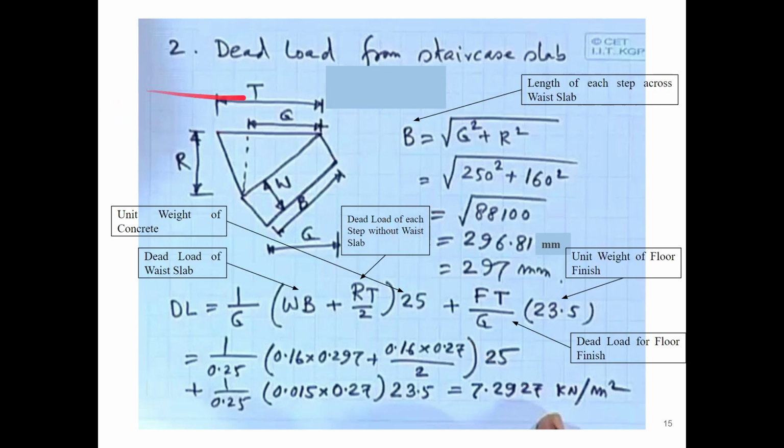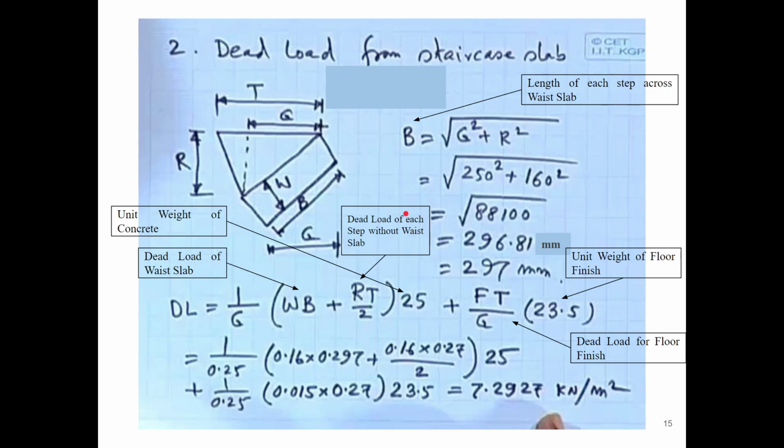The second step is basically the calculation of dead load from the staircase slab. Because dead load we calculate for each step, it is in kilonewton per meter square per unit width and per unit meter. So the number of steps we just have to multiply by the length, and for one step we need to just find out the dead load.